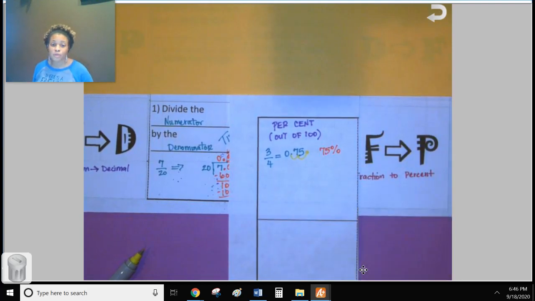Okay? So you first take your fraction, convert it to a decimal by dividing, doing T-Bow. And then after you've done that, you put a percent sign under it. Okay?